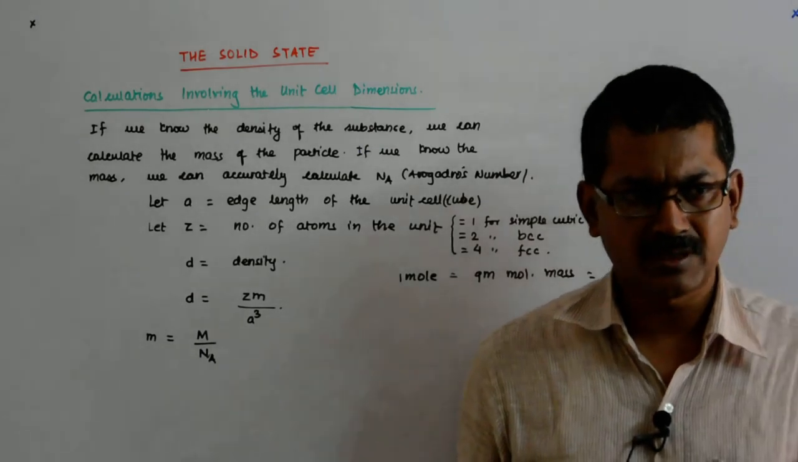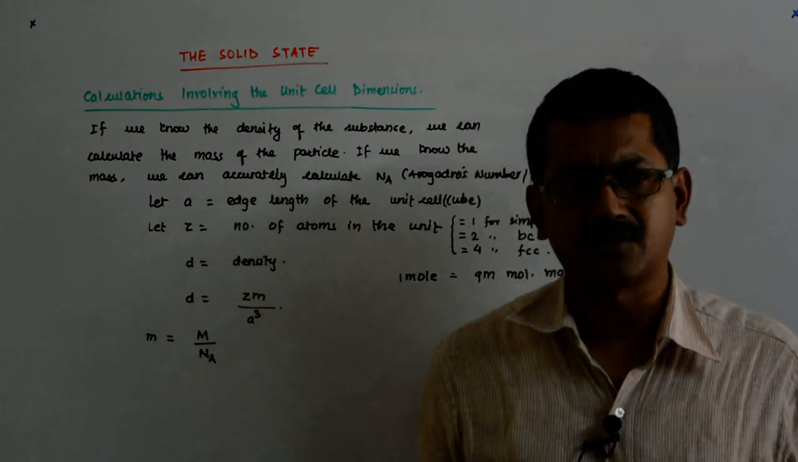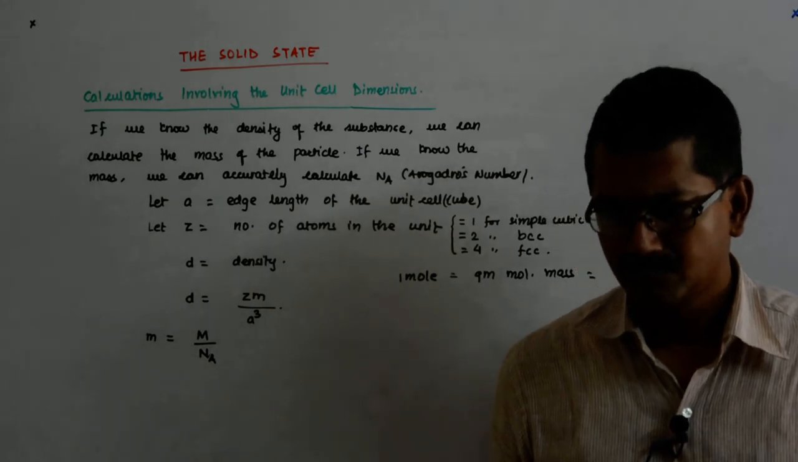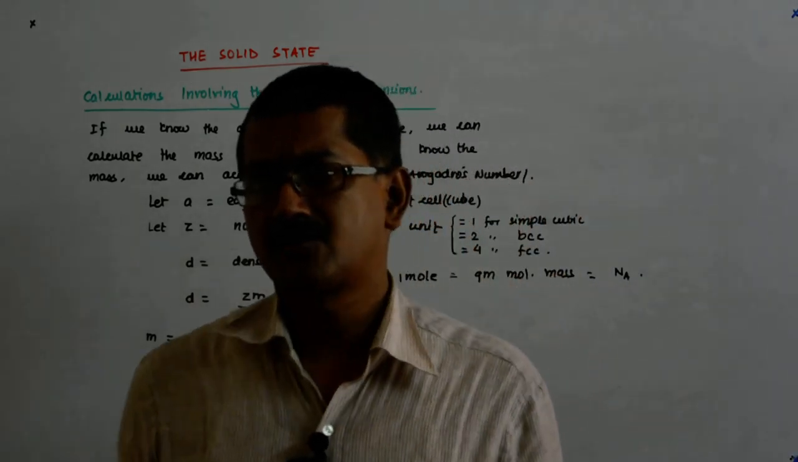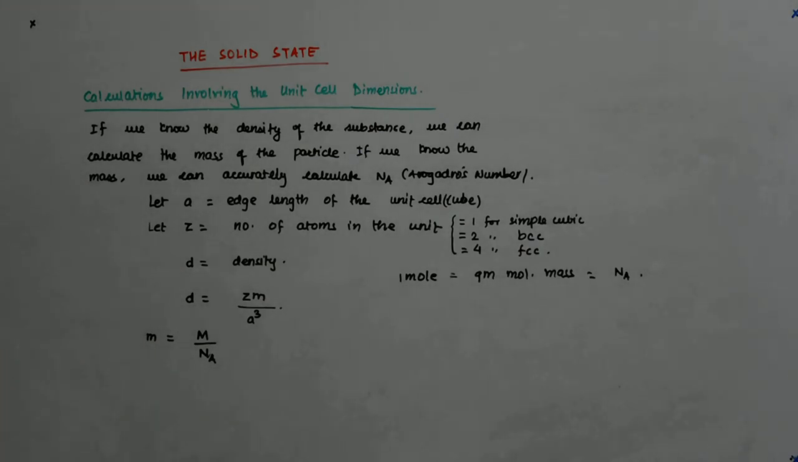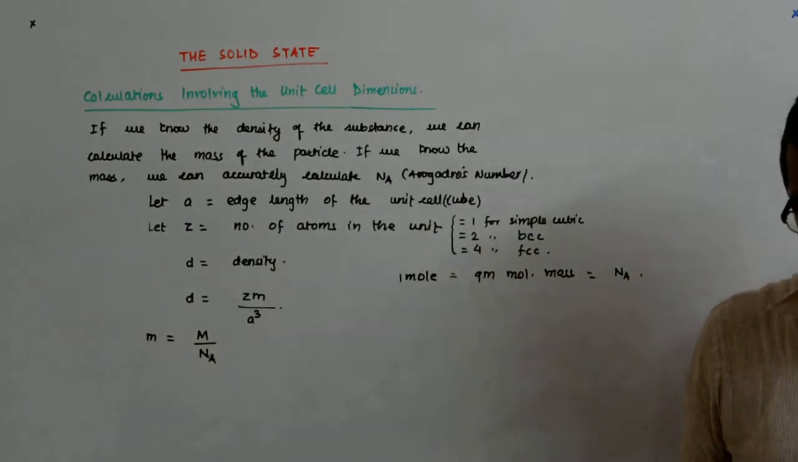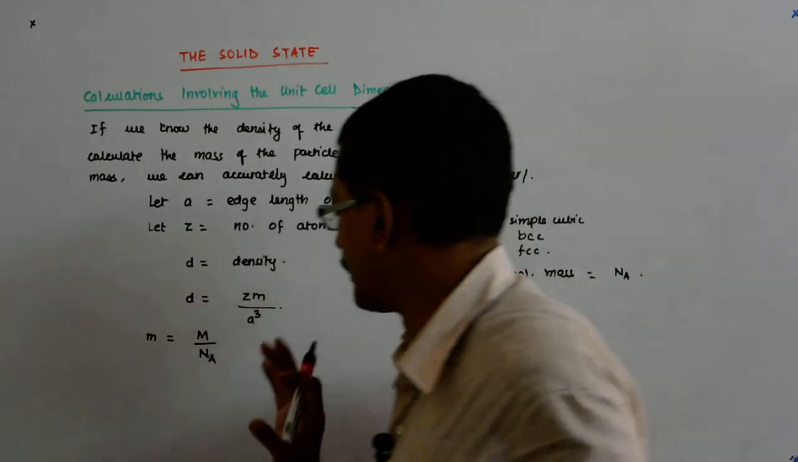And I hope you know that derivation also. Why 23 grams is 1 mole? Can you derive Avogadro's number? Or can you yourself become Avogadro? You know that derivation, no? Okay, we'll do it, don't worry.